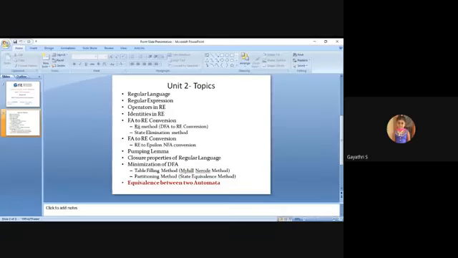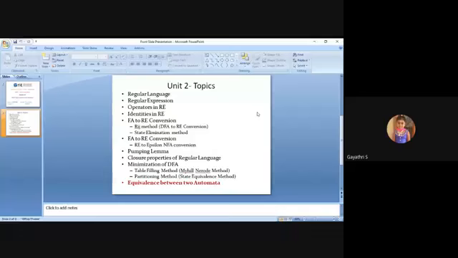So, these are all the Unit 2 topics. Unit 2 starts with the definition of regular language. Then one representation of regular language, that is regular expression. One more representation, which is finite automata, which we have covered in Unit 1.